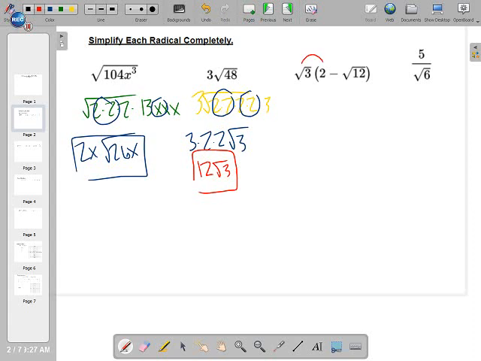Let's try another one. This is distributive property. So 2 has to get multiplied by radical 3. Well, that's just 2 radical 3. This is on the outside of a radical. This is on the inside. They don't play nice. Minus.